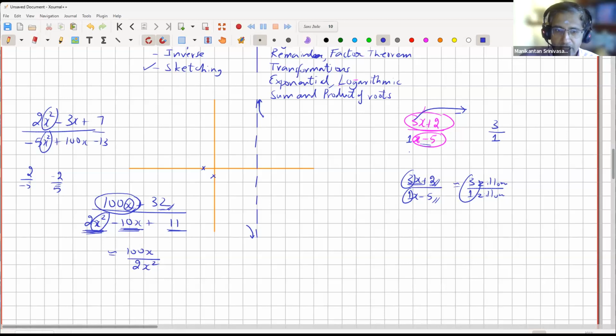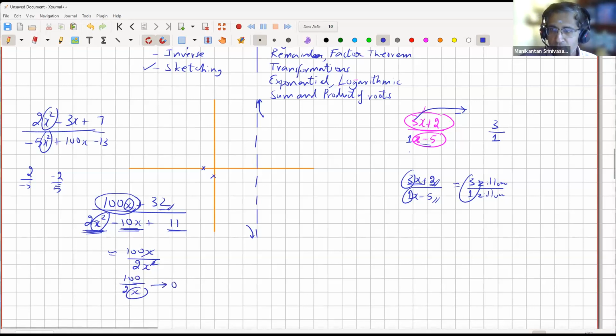Now, when this ratio is taken, the x and x will get cancelled. So we have 100 upon 2x. But remember, the bottom can go up to whatever you want. If x is a zillion, the numerator is only 100 after the cancellation. And therefore, this is going to approach 0.